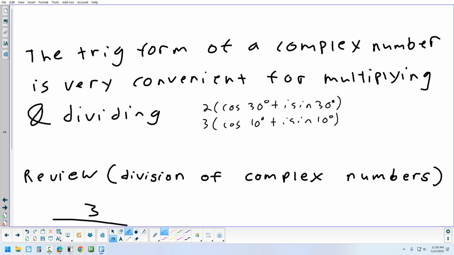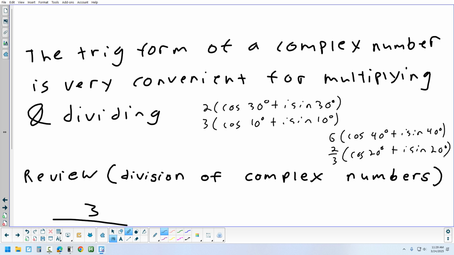If I wanted to multiply these together, the answer would be 6 cosine 40 plus i sine 40. If I wanted to divide those two complex numbers, it would be 2/3 cosine 20 plus i sine 20. Now, maybe you can tell what I did. Maybe you don't know quite exactly what I did to get these two answers. That's fine. I'm going to explain how I did it. But I wanted to show you how fast I could do it. That was the point, in trig form.